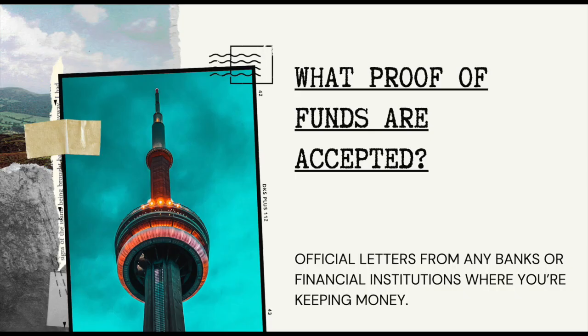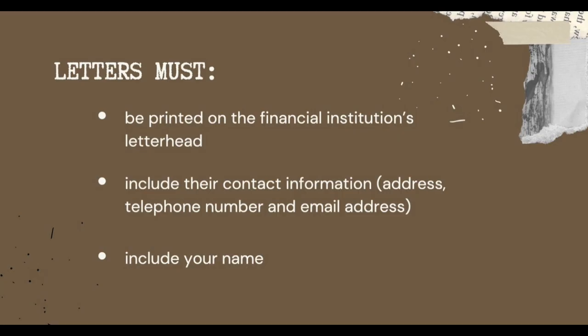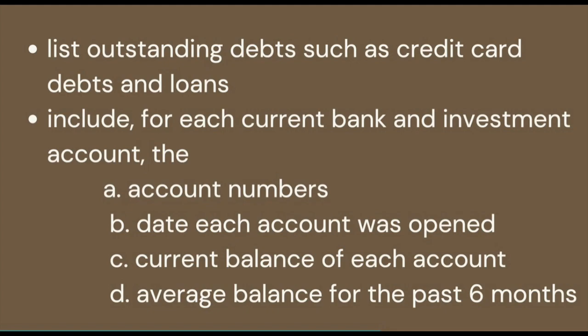Then for proof, you must get official letters from any banks or financial institutions where you're keeping money. Letters must be printed on the financial institution's letterhead, must include their contact information, such as address, telephone number, and email address, and include your name. It lists outstanding debts such as credit card debts and loans, and the letter should include for each current bank and investment account the account numbers, the date each account was opened, the current balance of each account, and the average balance for the past 6 months.